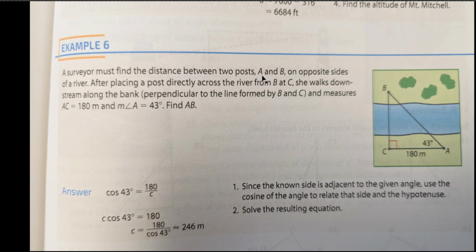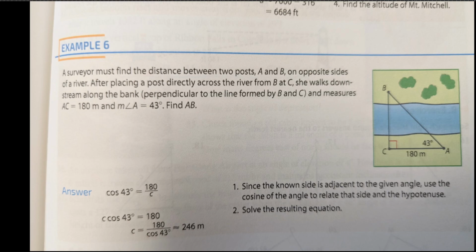So let's read the problem. A surveyor must find the distance between two posts, A and B, on opposite sides of the river. After placing a post directly across the river from B at C, directly across, meaning it's perpendicular to this line right here, perpendicular to the river really, she walks downstream along the bank 180 meters, perpendicular to the line formed by B and C. If all you had was the words, this might be hard to figure out. But once you see the picture, it's not that hard.